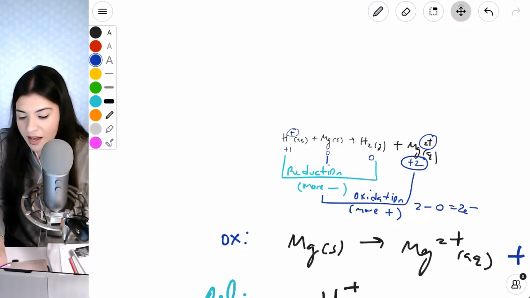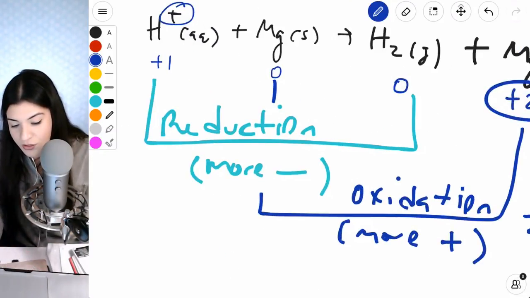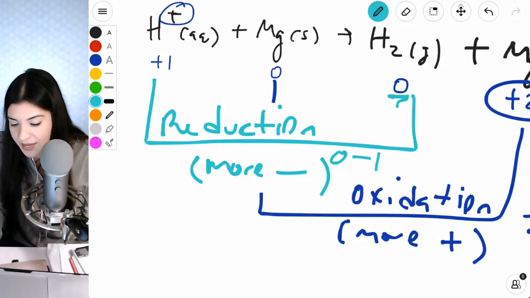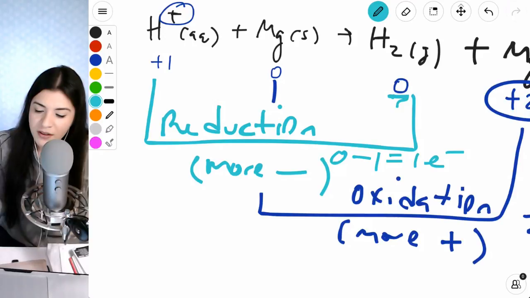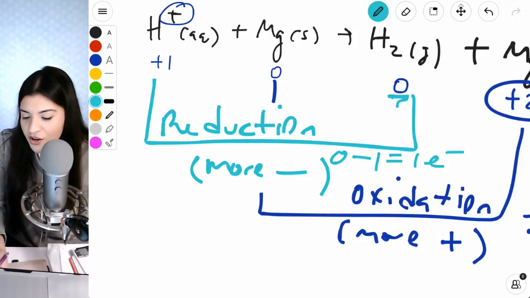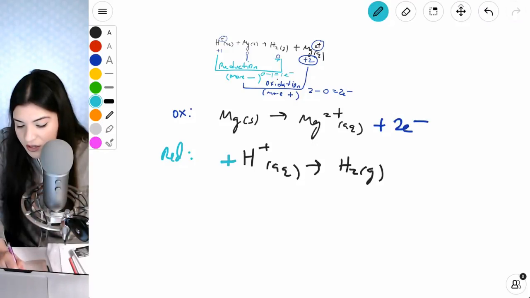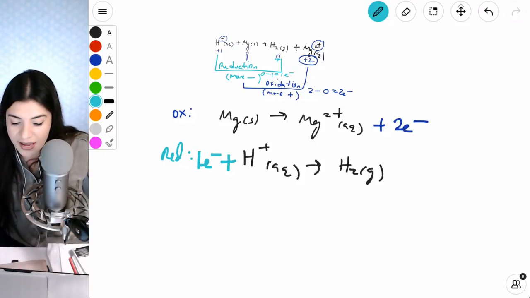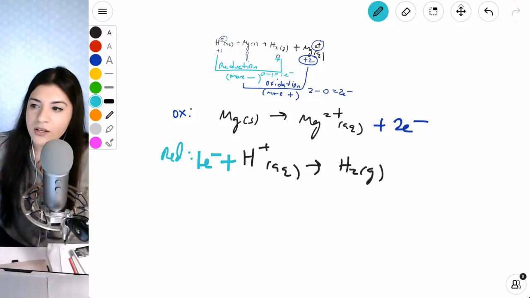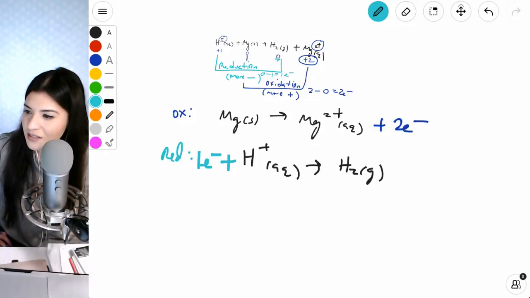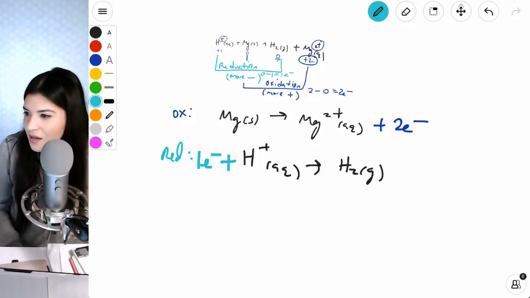Let's figure out how many electrons to add for reduction. So I'm going to go from 0, and then I'm going to subtract that by 1, and that gives us really 1 electron. We don't care that it's negative. Electrons are negatively charged regardless. So I'm going to add 1 electron on the reactant side, and that's how you would write your half reactions. Okay, hope that makes some more sense. I'm going to move on to another question.